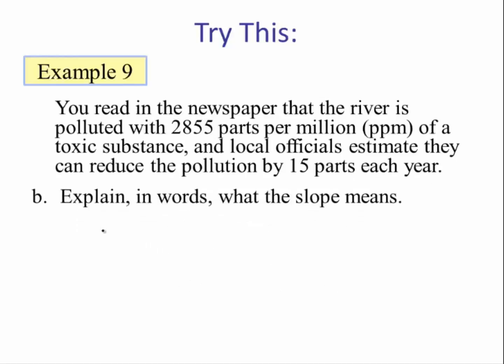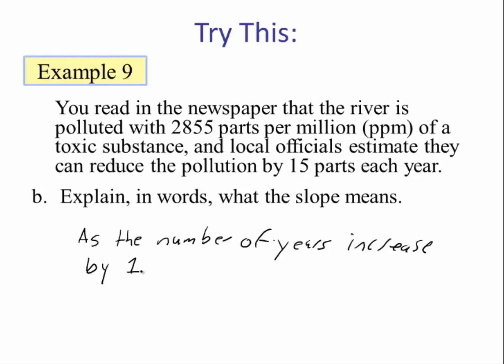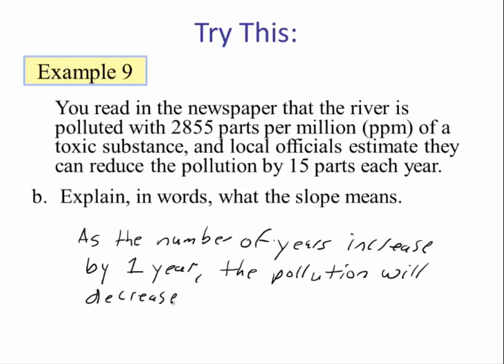Now if we explain slope in words, we would say as the number of years increases by 1 year, the pollution in the river will decrease by 15 parts per million. That's the units for P.